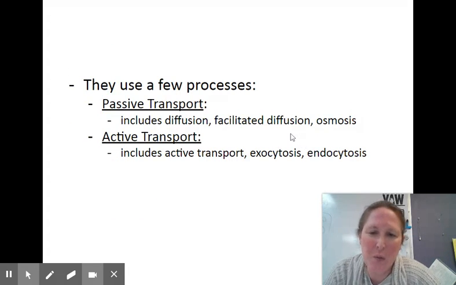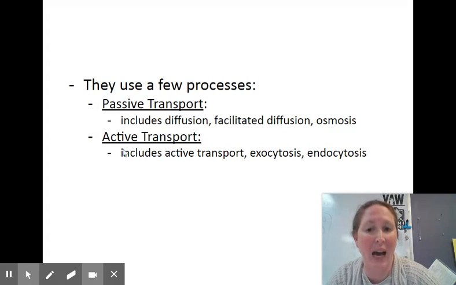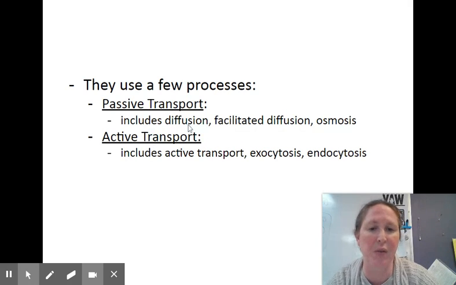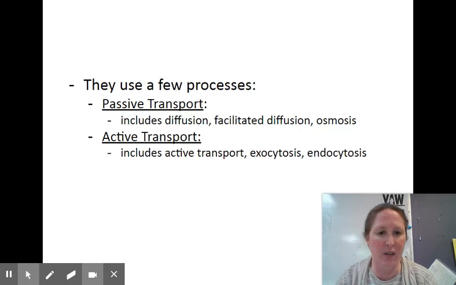Well, there's two main processes: passive transport and active transport. We're going to focus on passive transport. There are three different types: diffusion, facilitated diffusion, and osmosis. Osmosis is just the movement of water. It's a special type of passive transport.